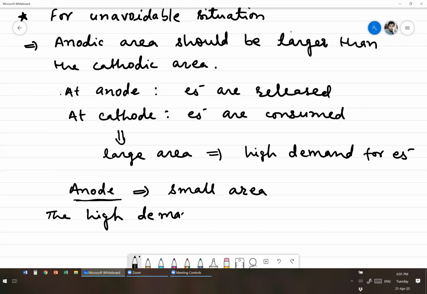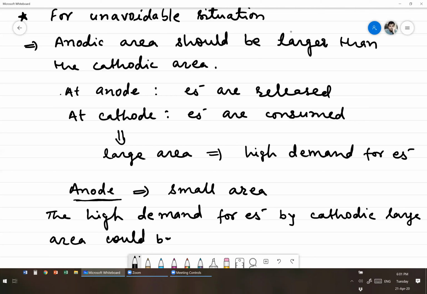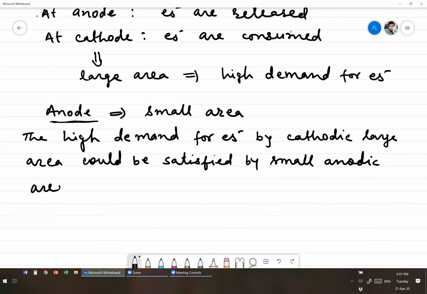The high demand for electrons by the large cathodic area would be satisfied by the small anodic area if it undergoes rapid or drastic corrosion.